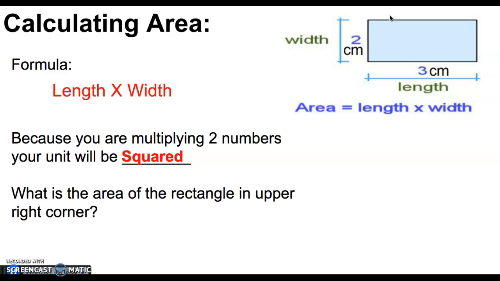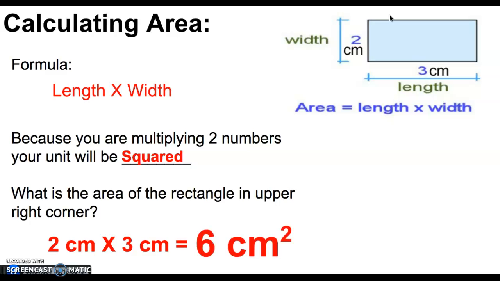So what is the area of the rectangle in the upper right hand corner? Well, again, you're going to do length times width. So go ahead and take a second to do that. And then what unit would you put on it? So hopefully you did 2 times 3 is 6. And the centimeter squared, since we're using centimeters. Okay, now if this were millimeters, it would be millimeters squared. If it was hectometers, it would be hectometers squared. So no matter what, for area, it's going to be squared.